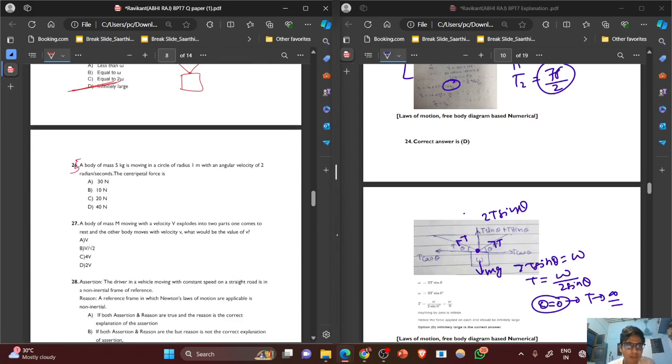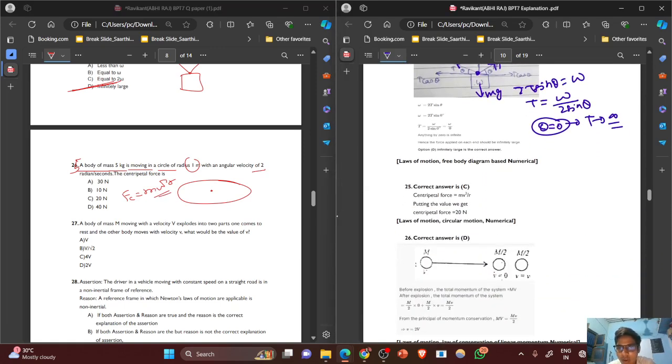Moving to the next question. A body of mass 5 kg is moving in a circle of radius this, with angular velocity given. It is a simple formula-based question, m omega square r. Put the values and get the answer. As you can see in the explanation, if we solve it, it will come out to be 20 Newton. Now moving to the next question.